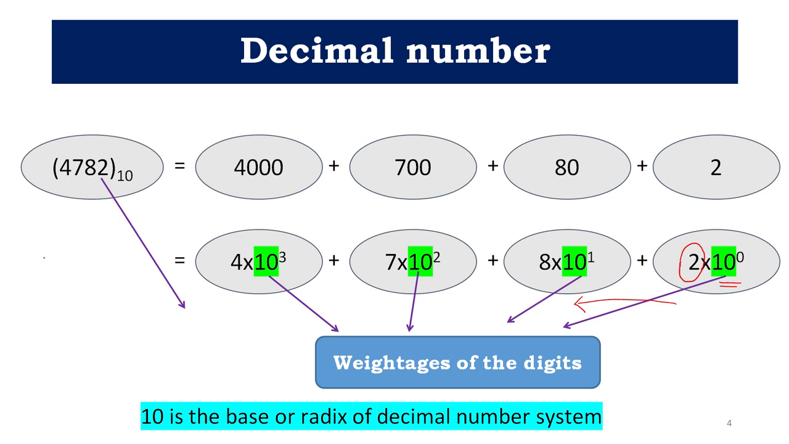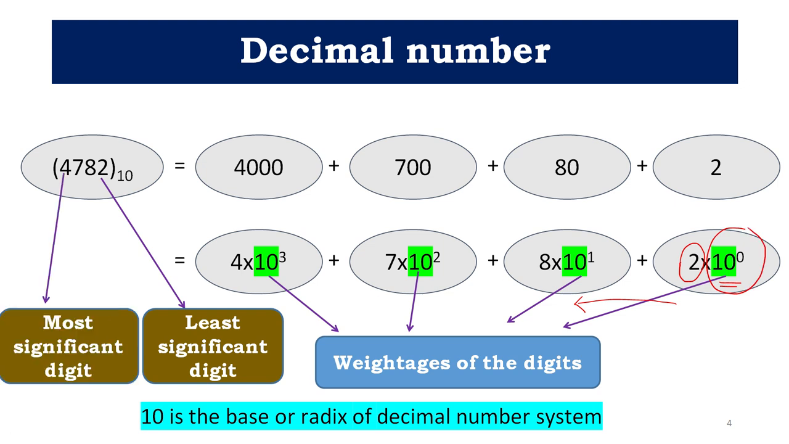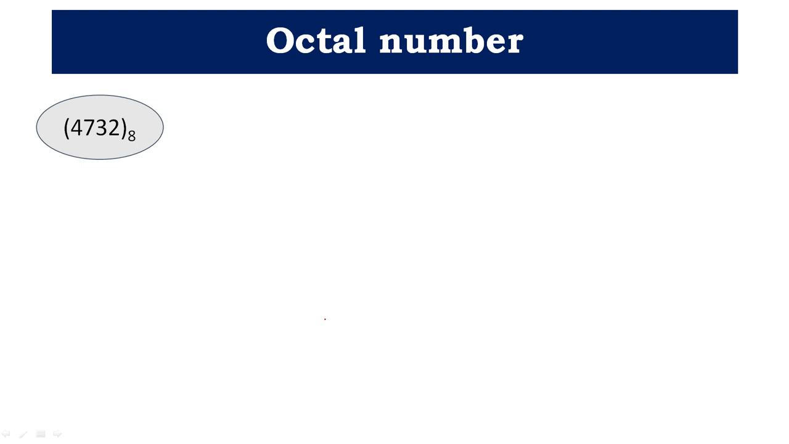And in 4782, the rightmost digit is 2, and we call this digit the least significant digit because this digit has got the least weightage, and the digit 4 is called the most significant digit as this digit has got the highest weightage, as you can see.